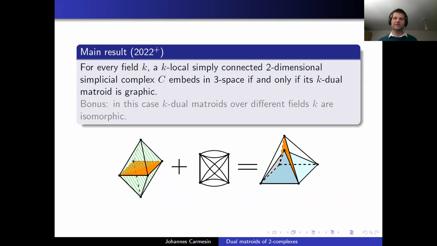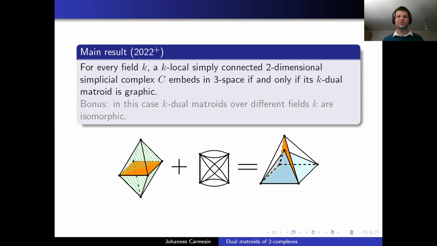How I'd like you to think about this theorem is the figure below. You start with your favorite two complex, perhaps the octahedron with two faces added in the middle. Then you compute the dual matroid over your favorite field K. If it's not graphic, then it can't be embeddable. Otherwise it gives you a graph. You see that black graph in the middle. Now you feed that black graph to your two complex, and this graph tells you how you should embed this complex into 3-dimensional space. And that's the last figure.